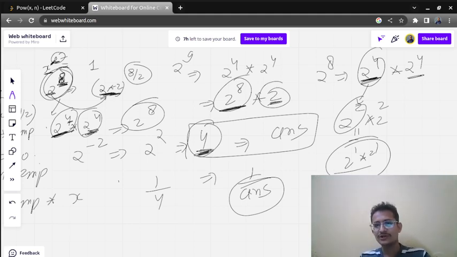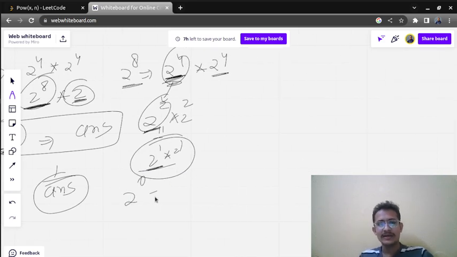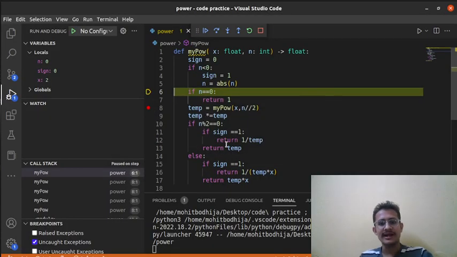So first of all it was 2 to the power 8. Then we have 2 to the power 4, then 2 to the power 2, 2 to the power 1, then it will become 2 to the power 0. So 2 to the power 0 will be 1. So 1 is going to return here. Then like this we are going to recursively traverse back.